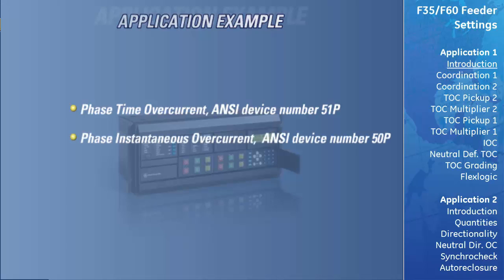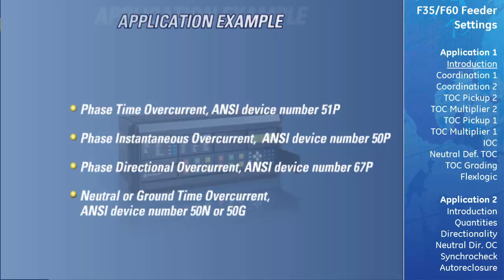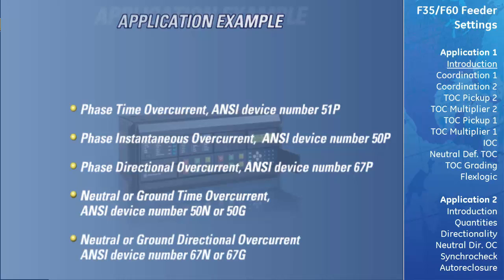Phase instantaneous overcurrent, ANSI device number 50P. Phase directional overcurrent, ANSI device number 67P. Neutral or ground time overcurrent, ANSI device number 51N or 51G. And neutral or ground directional overcurrent, ANSI device number 67N or 67G.